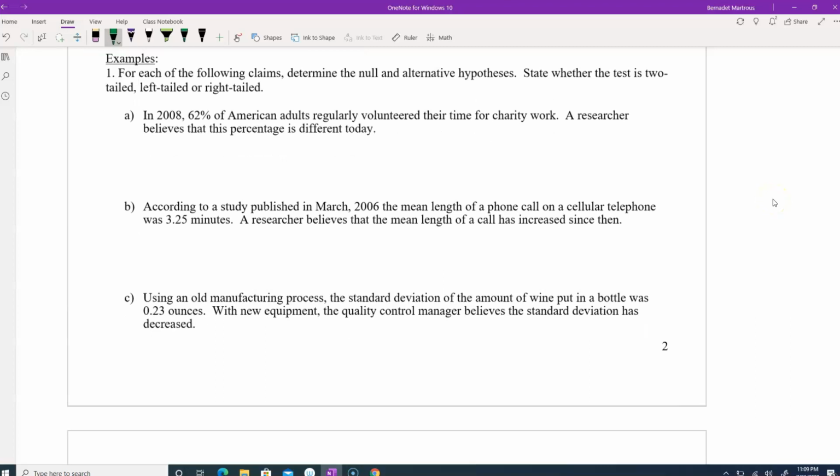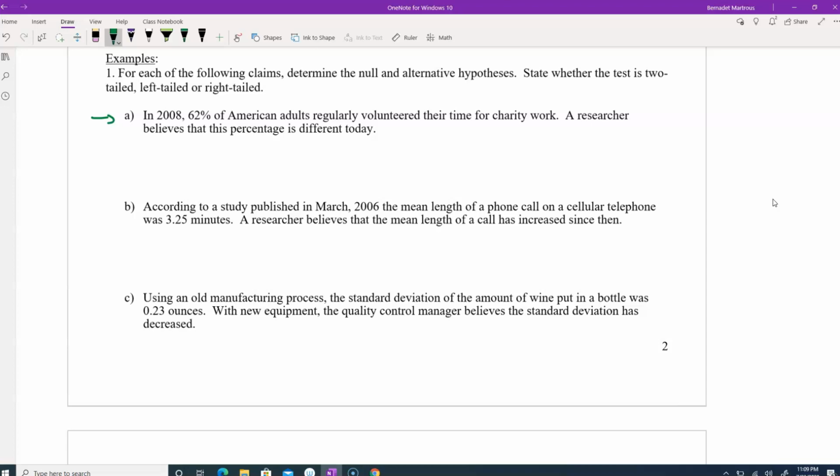Example: for each of the following claims, determine the null and alternative hypothesis, and state whether the test is two tail, left tail, or right tail. These are exactly what we had on the first page. So the first one, part A: in 2008, we have 62% of American adults. So we have this number. The 62% is obviously a proportion because we have 62 divided by 100. So our parameter is P, because we have a proportion here.